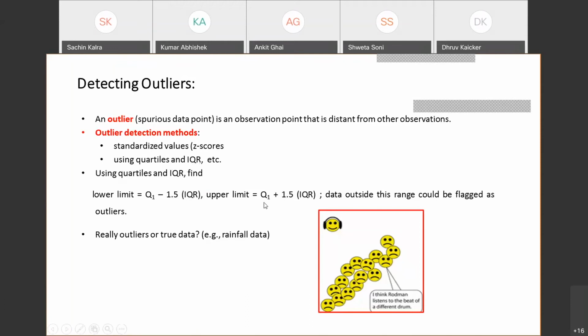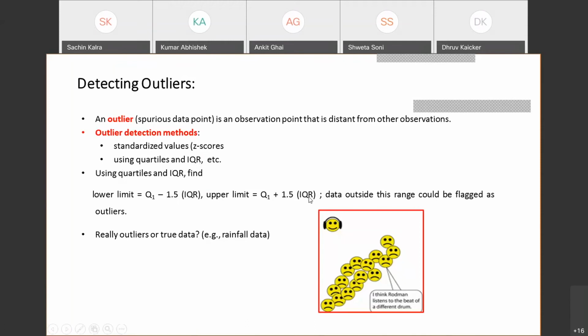IQR is quartile 3 minus quartile 1. So this IQR also helps us in detecting the outliers. The lower limit for outliers is quartile 1 minus 1.5 times IQR, and the upper limit is quartile 3 plus 1.5 times IQR.